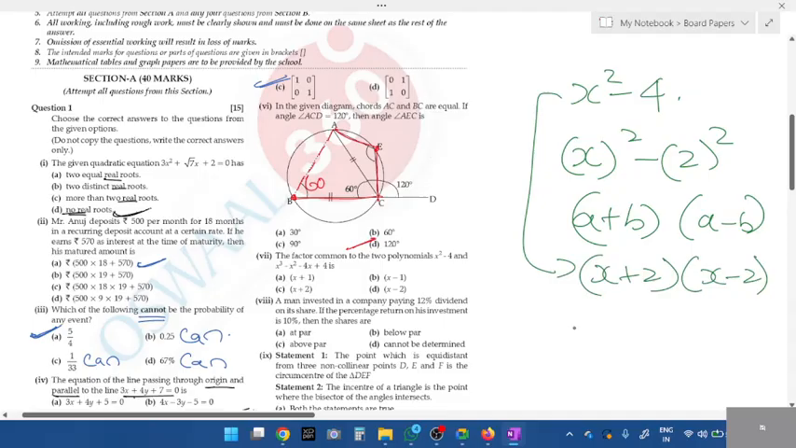X minus 2. Ninth standard concept. We did all this in ninth. Next, take the next question. Keep this as it is. Next one: x cubed minus x squared.